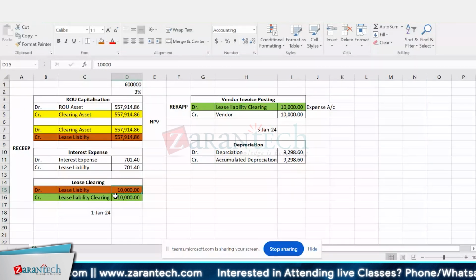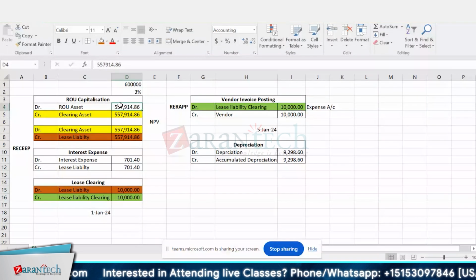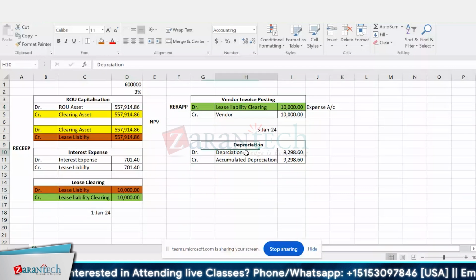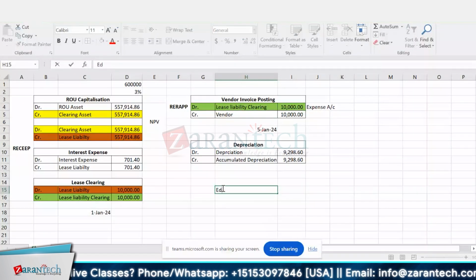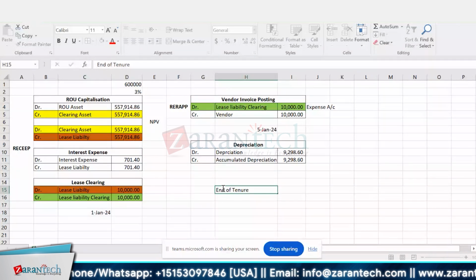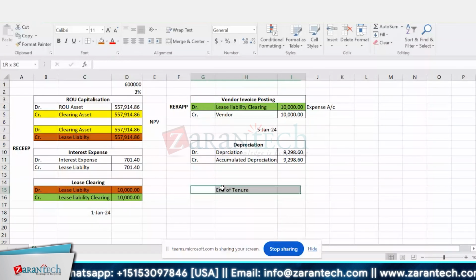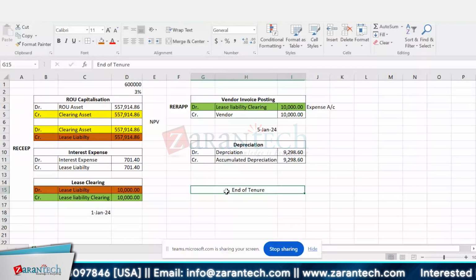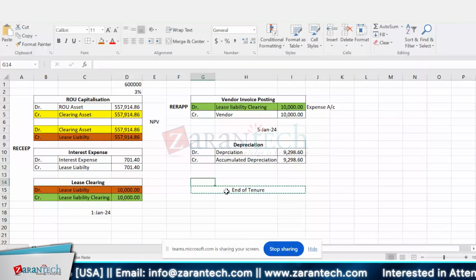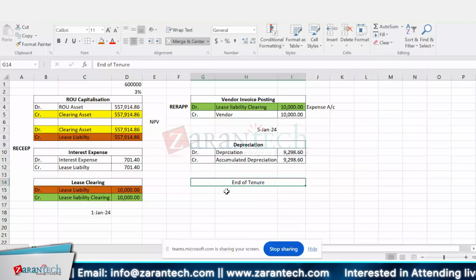Correct. Now what we are supposed to do is we have to reduce the amount from the asset. So ideally it is depreciation to your accumulated depreciation. Correct. In general, and at the end of tenure, what should be the end of tenure entry? So like when you dispose, the entry is accumulated depreciation to depreciation, or some other.